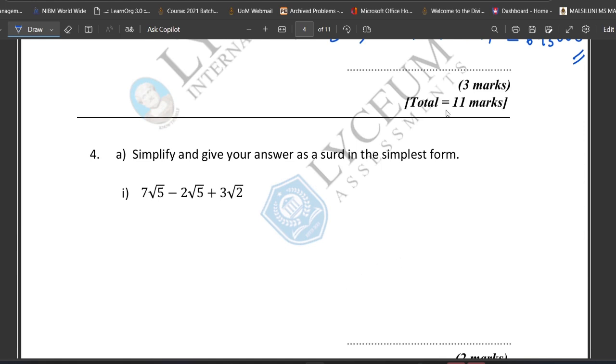In the fourth question, simplify and give your answer in the simplest form. So you can think of this as the same number as x. So we now have 7x minus 2x. These two are similar because of root 5. So now these two, the result should be 5x. Similar to that, we will have 5 times root 5 plus 3 plus root 2. So this is the simplest form.